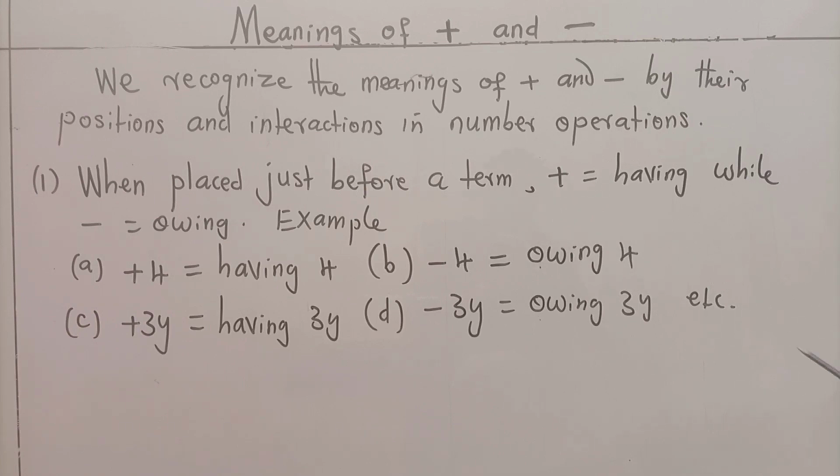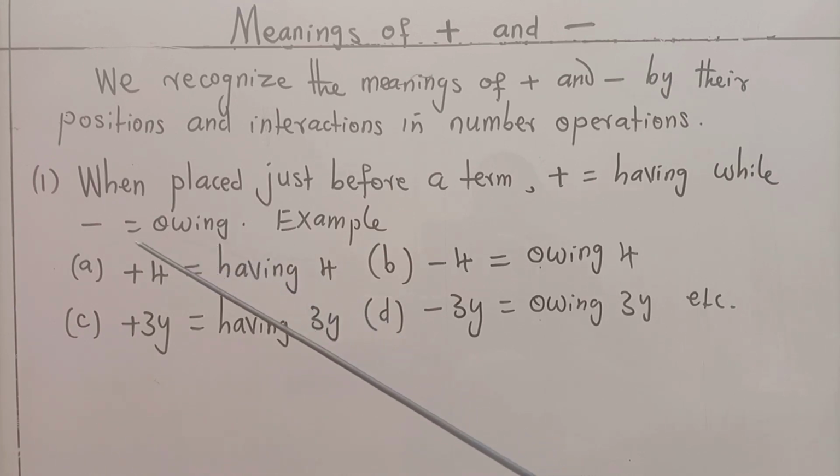Now we proceed. Let's look at examples here. Don't forget what I said earlier, that if this sign is placed just before a number, which means nothing separates this sign from a number, not even a bracket separates this sign from a number or a term, then this sign means having for that number. And the same thing is applicable to this sign. If this sign is written just before a term without anything separating them, then it means owing.